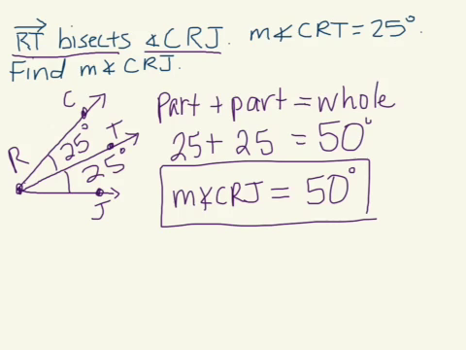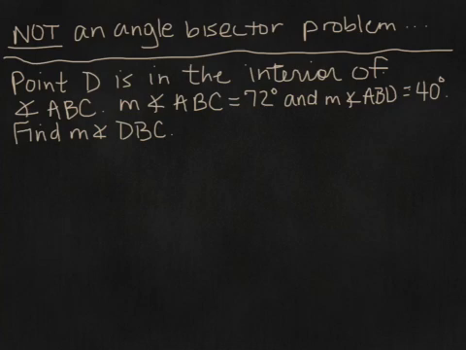Now, just to clarify the difference between this type and this type of picture or problem, we're going to talk about one that isn't necessarily an angle bisector. That's why I said that it's not an angle bisector problem, because I want to make sure that you realize that not everything results in two congruent pieces.